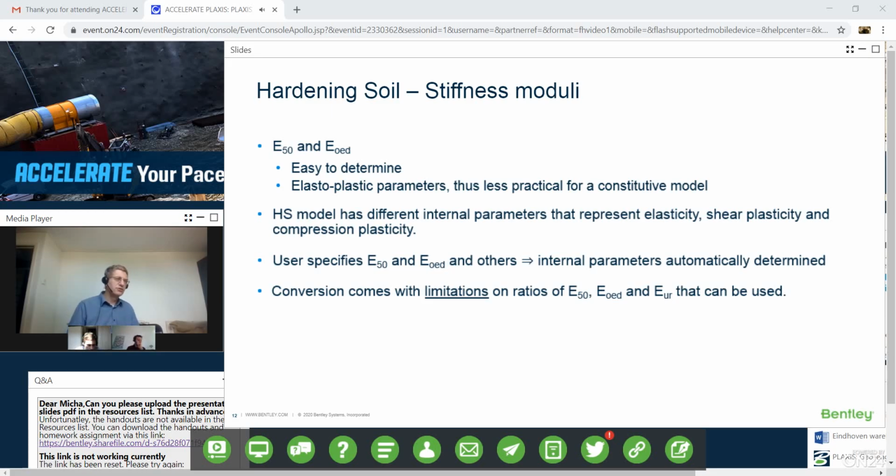The same counts for the relation E50 over E odometer. If that relation gets higher than 2, then it quite often doesn't accept it anymore. What does 2 mean? E50 over E odometer being higher than 2 usually means it's a very, very soft soil. The same counts if EUR over E odometer is higher than 20: it's a very, very soft soil. So for those very soft soils, you may not be able to use the hardening soil model. Thankfully, we have plenty of other models in Plaxis.